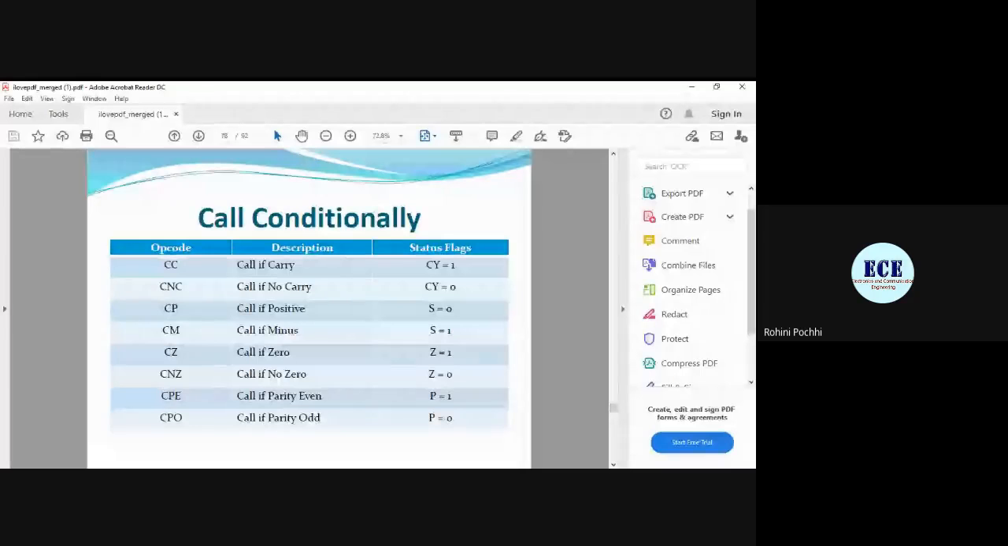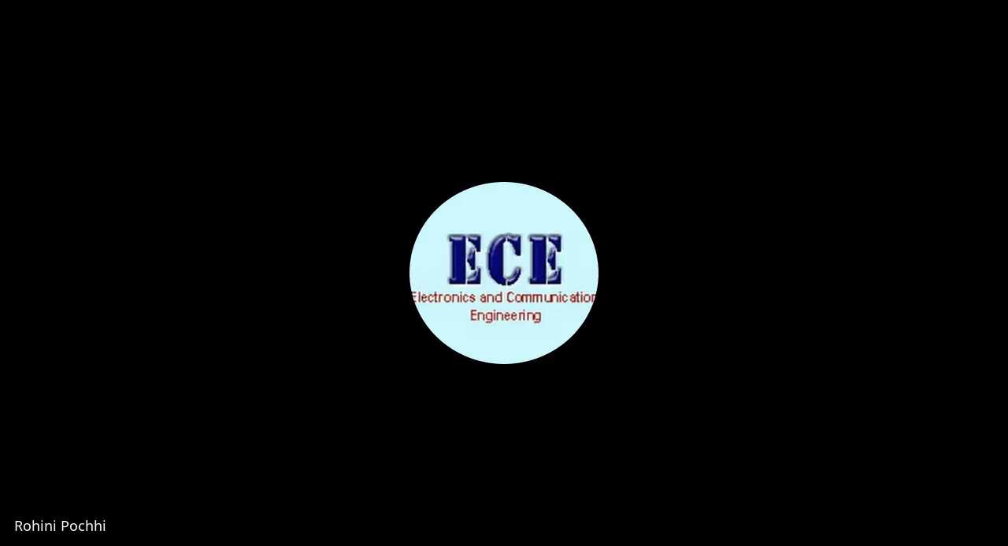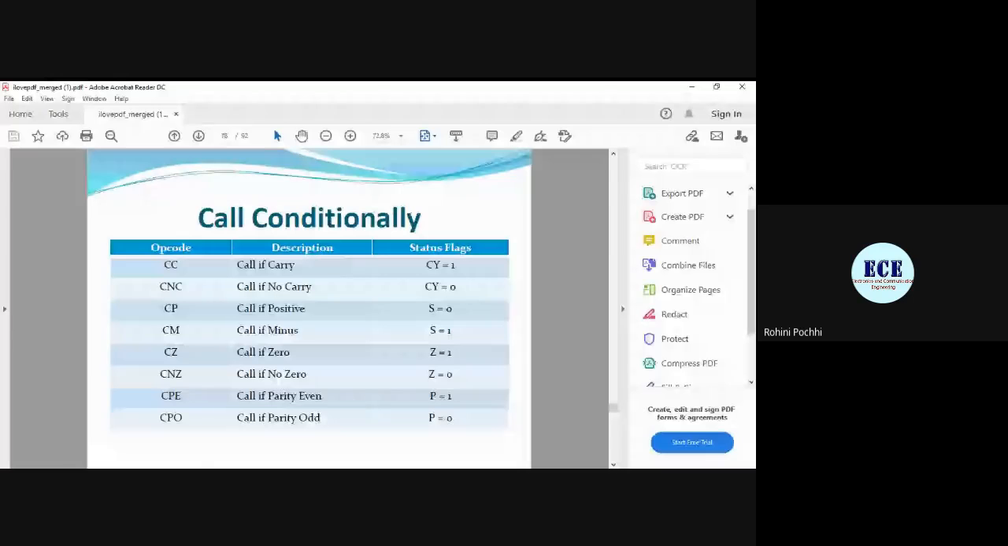Now the call conditionally includes the following opcodes: CC means call if carry, CNC means call if no carry, CP means call if positive, CM means call if minus, CZ is call if zero, CNZ means call if not zero, CPE means call if parity even, CPO is call if parity odd.